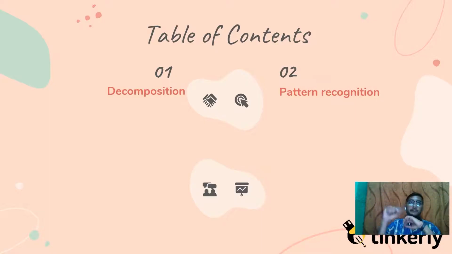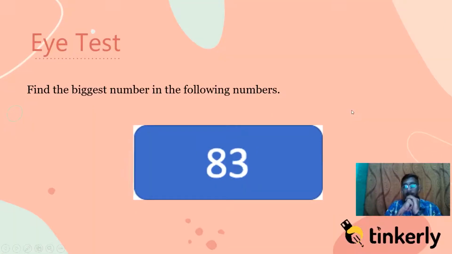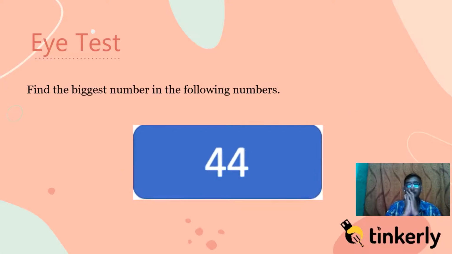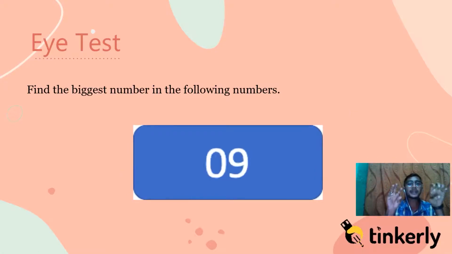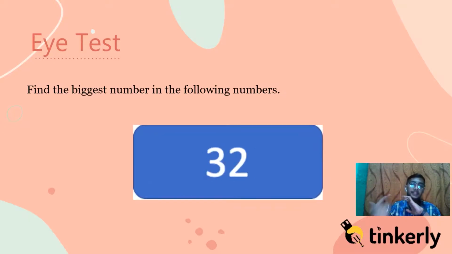So let's start with one interesting activity, I have a task for you. Let's test your eye. What is your task? You have to find the biggest number in the following numbers. On your screen, some numbers are continuously running. You have to find the biggest number in those numbers. So this is your problem. I will give you 2 seconds. Then we'll discuss how to solve this problem and what the biggest number is.